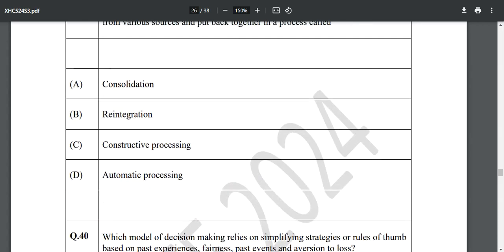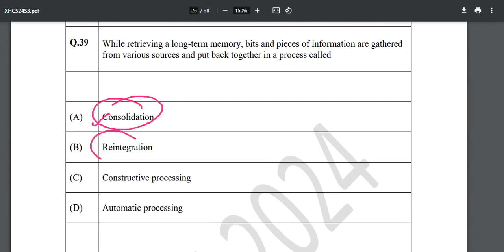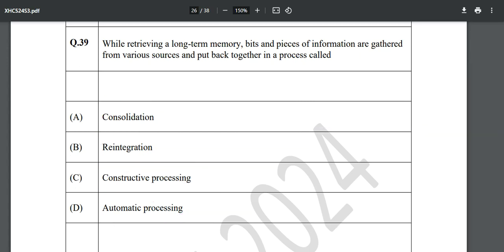Moving ahead, question number 39. While retrieving a long-term memory, bits and pieces of information are gathered from various sources and put back together in a process called consolidation, reintegration, constructive processing, or automatic processing. This is simply Bartlett, so C, constructive processing. All right. Question number 39.